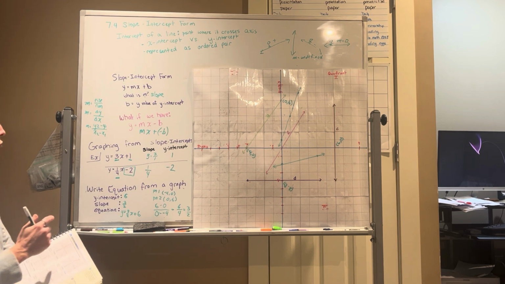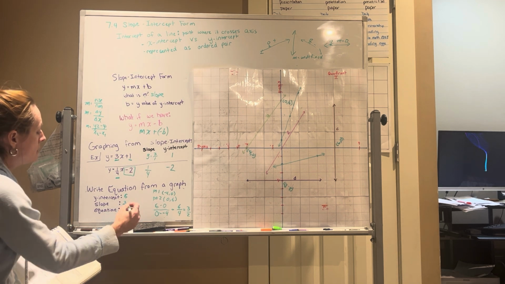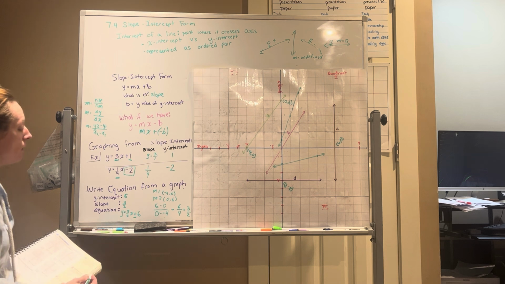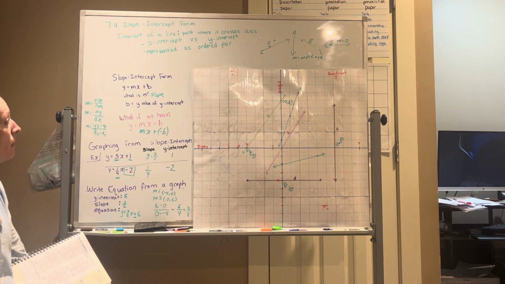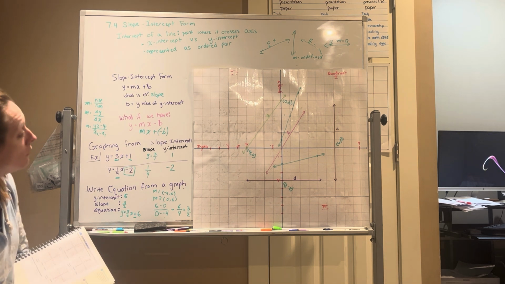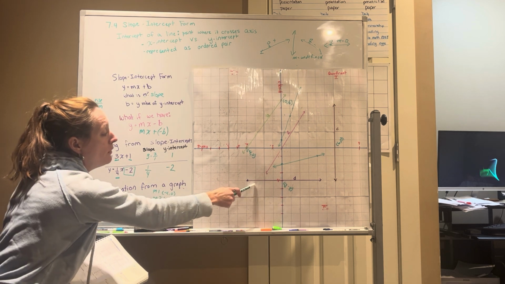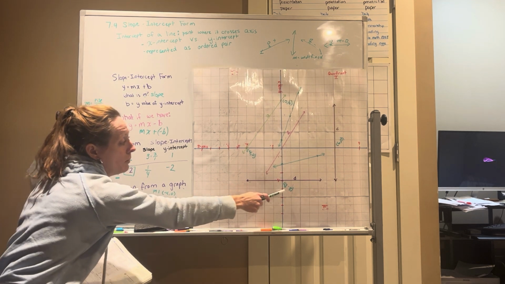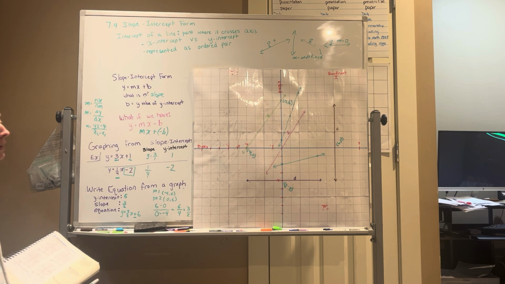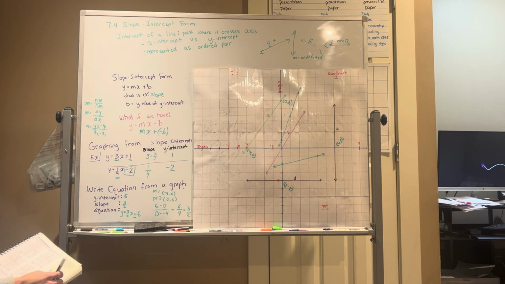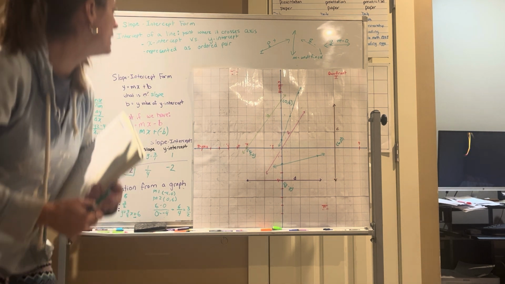Make sure that you keep track of the sign on that constant. If you were writing the slope-intercept form for this, it would be a minus 4. All right, that's it. Good luck.